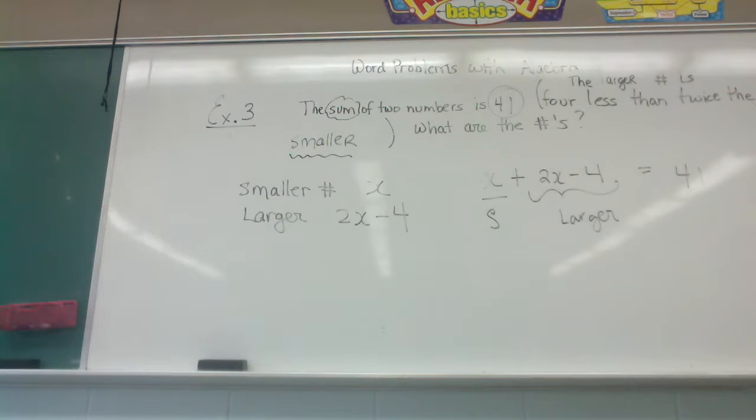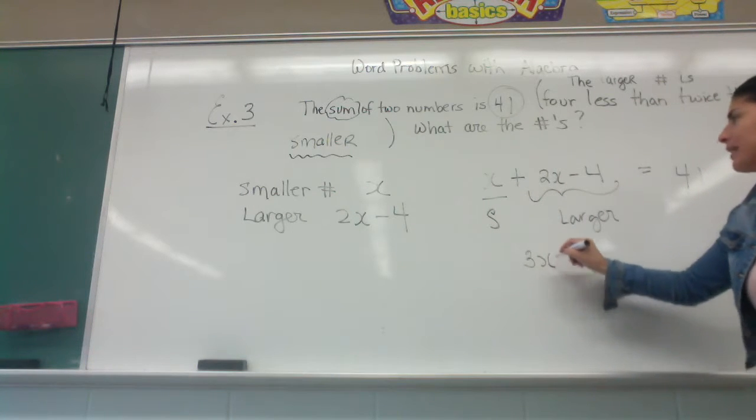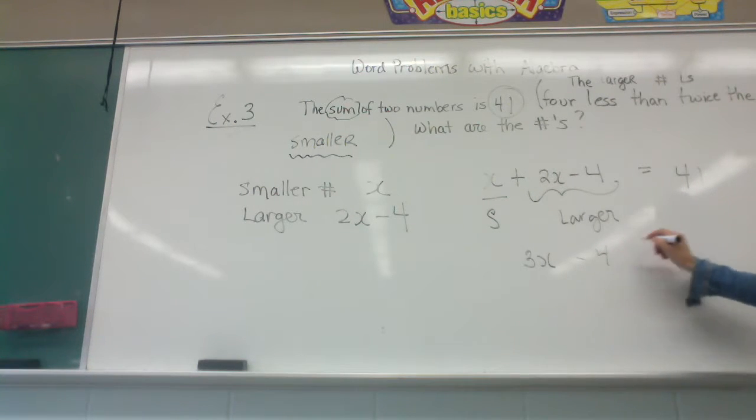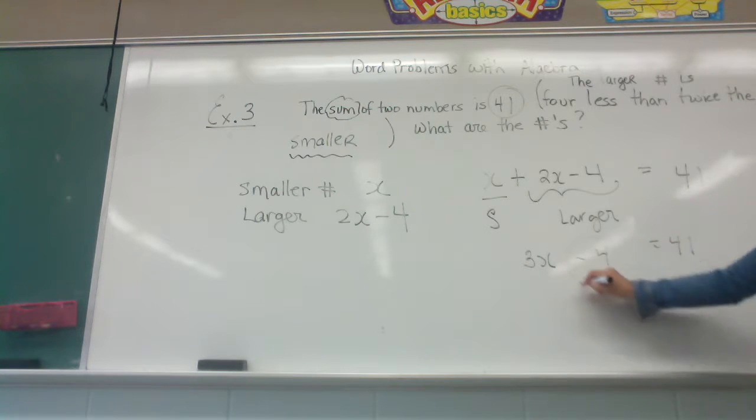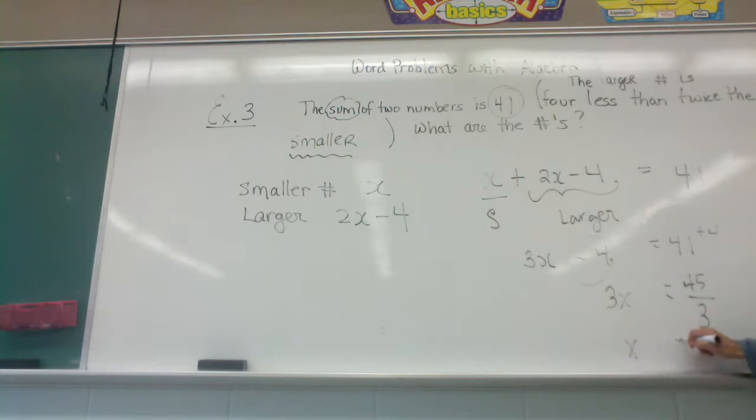Mark number 2. Mark number 3 is to solve. 1 plus 2 is 3. Have you heard me say this before? Minus 4 equals 41. I'm going to add the minus 4 as a plus 4. So I have 3x equals 45. And we know it's going to be divisible by 3 because we made it. Equals to 50.